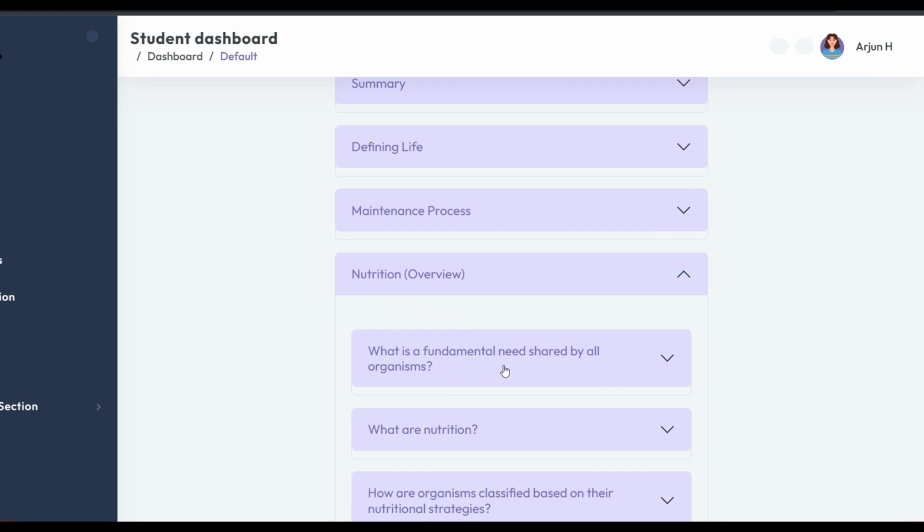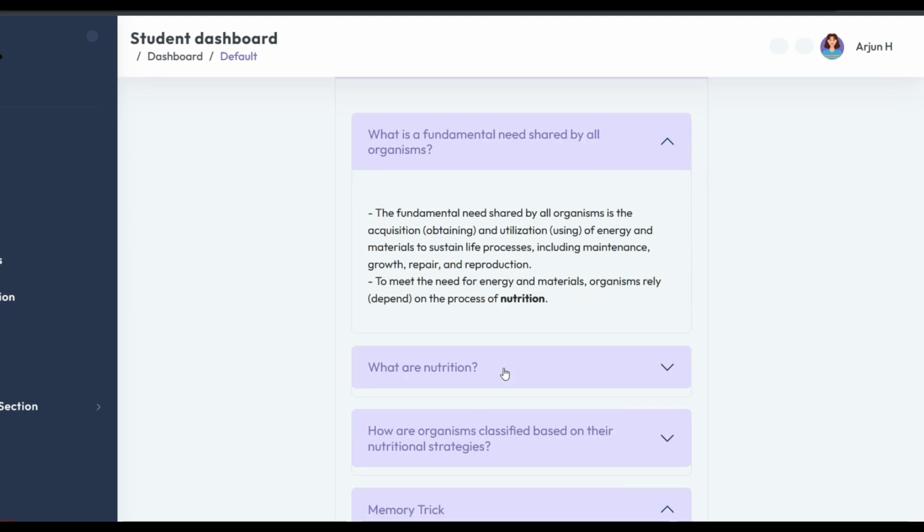So what is a fundamental need shared by all the organisms? Doesn't matter what kind of classification, nothing matters. What is the basic thing that all the living things share? Yes, consumption and utilization of energy and material. The fundamental need shared by every organism is to obtain and use the energy and material from the surroundings to maintain itself and grow and repair and reproduce.